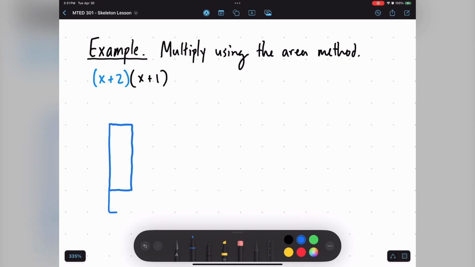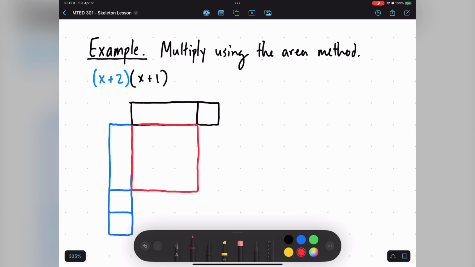And I'm going to add 2 of those little 1 by 1 squares, so that's going to represent x plus 2. Now, for x plus 1, I'm going to draw in black a little rectangle for x and a little square for 1. Now, we're going to multiply those things together.